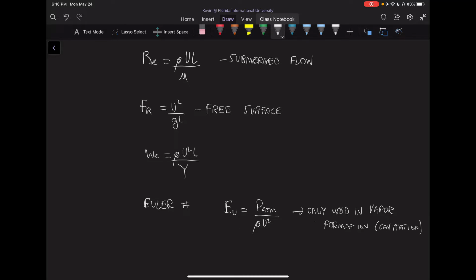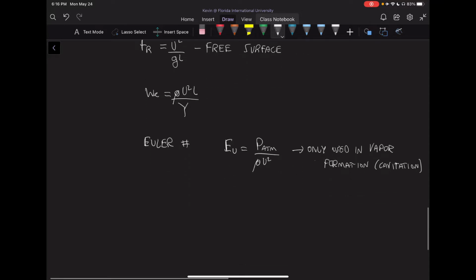Okay, and the final number that we're going to look at is a compressibility parameter.